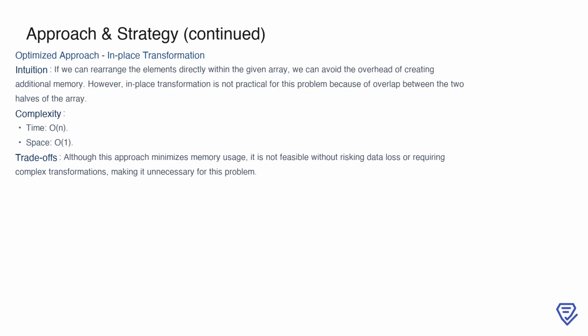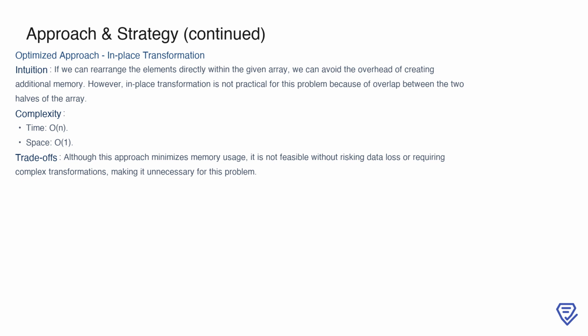Now, let's consider an optimized approach that focuses on performing the transformation in place. The intuition behind this is to avoid the overhead of creating a new array by rearranging the elements directly within the given array. This would minimize memory usage, keeping the space complexity at O(1).